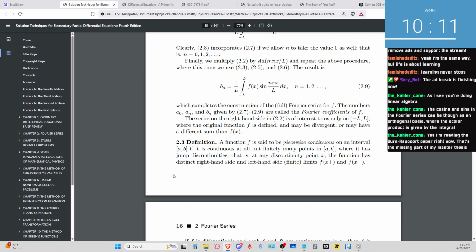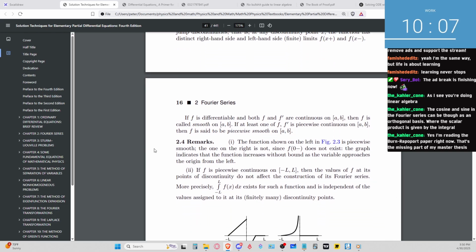Okay. If f is differentiable and both f and f prime are continuous on A to B, then f is called smooth on A and B. If at least f prime is piecewise continuous on A and B, then f is said to be piecewise smooth on A and B. And I know in multivariable calculus you learn about curvature, or at least the abstract definition of curvature, which I don't remember.